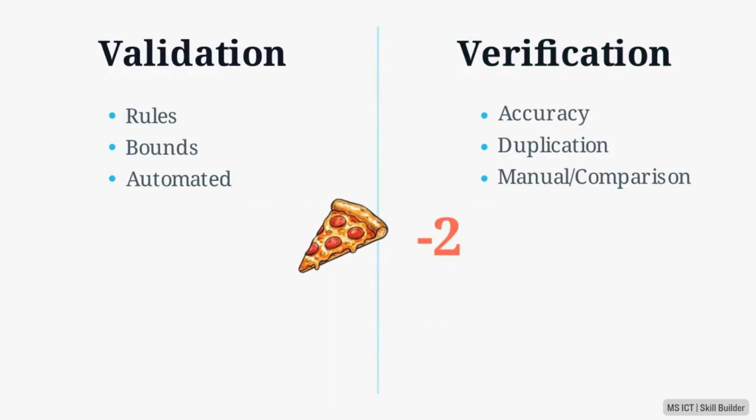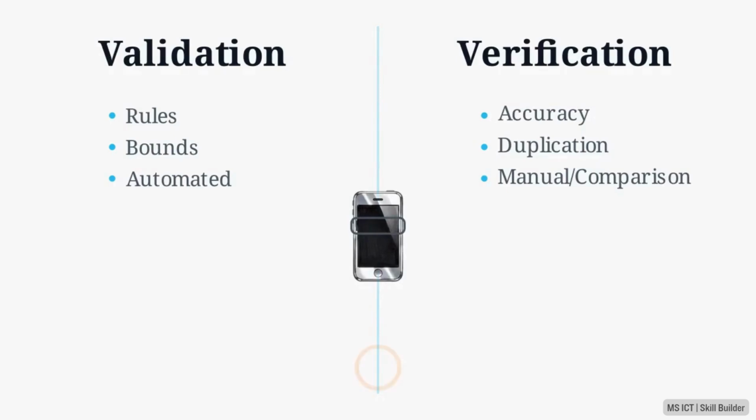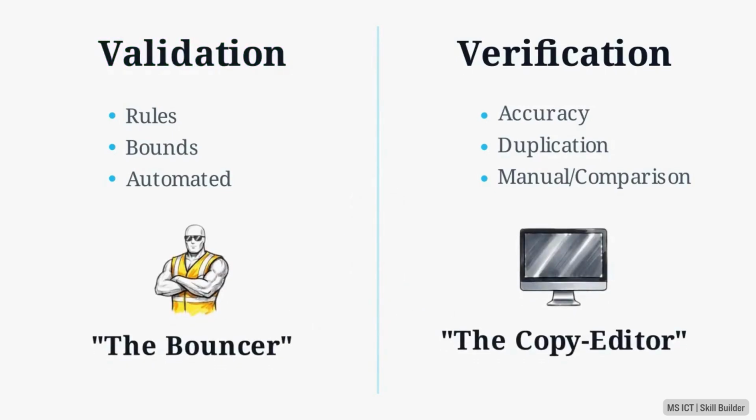Scenario 2. A pizza app rejects an order for -2 pizzas. What defense is this? That is validation. Specifically, a range check ensuring the number is above 0. Scenario 3. A form blocks your submission because you left the phone number blank. That is also validation, a presence check requiring data to exist.